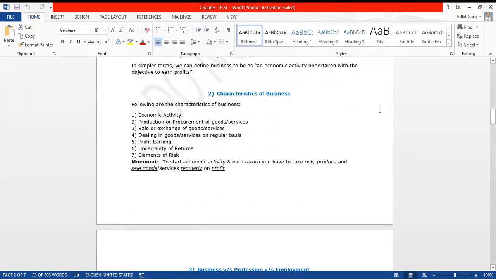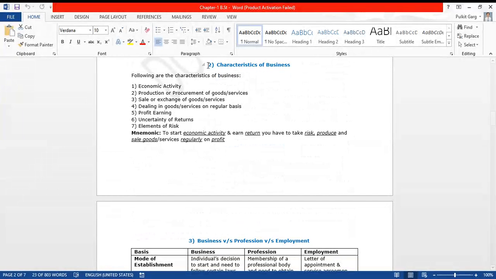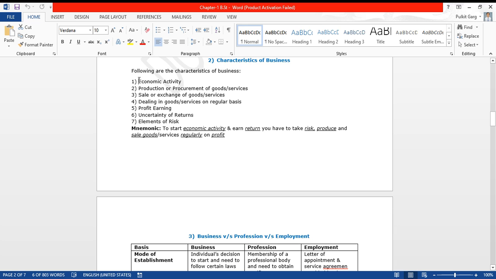So, this was about the first topic, the introduction to business. Now, let us move towards the second one, which is the characteristics of business. There are multiple characteristics of business, and some of them are listed below. The first one, as we already discussed, is that it is an economic activity, because it is undertaken by a person or a concern to earn its livelihood or to earn profits.